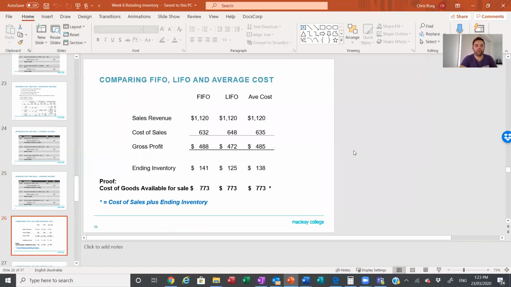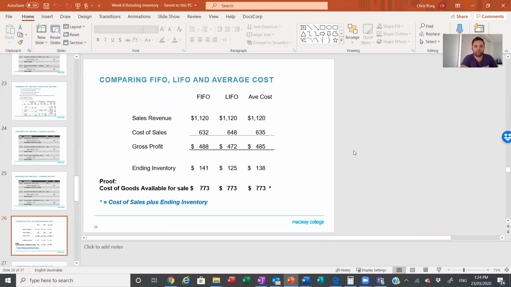The 26th slide shows you the differences in using each of those methods. And as you can see, the cost of goods available, or particularly the gross profit, is greatly affected depending on the method that you use. Okay, so what you'll find is that under the LIFO method, in this particular example, you've got the lowest gross profit, the FIFO method, the highest gross profit, and average cost in between.